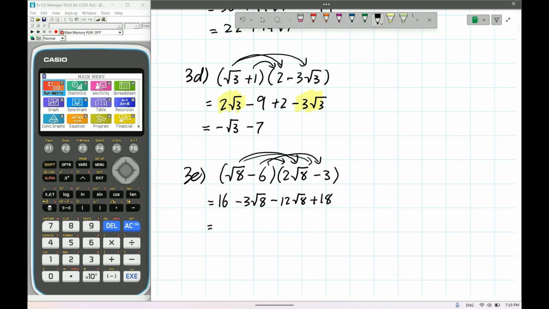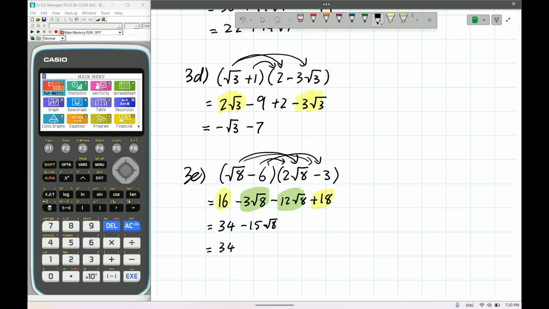And then after that, we just collect a little bit of like terms. So this and this are like terms, and this are like terms. So 16 plus 18 makes 34. Hang on, is that correct? Yep. And negative 3 square root 8 minus 12 square root 8 would become negative 15 square root 8. And so this most likely is a very good answer.